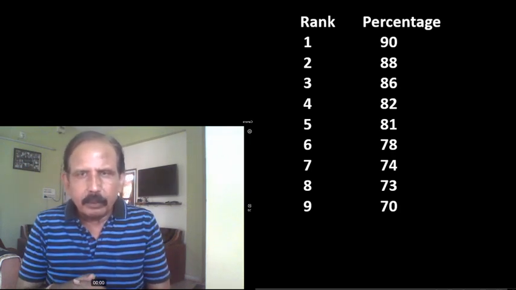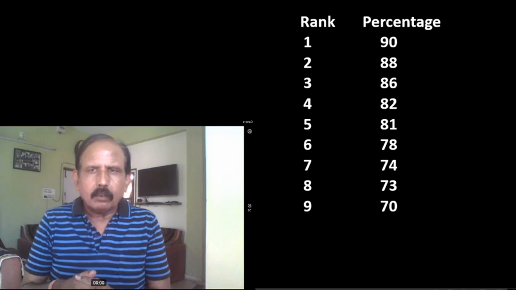In terms of fifth and sixth, what happens there? Let us see. The difference between fifth and sixth rank is 1, but the difference between corresponding percentages is 3, because the fifth ranker obtained 81% of marks and the sixth one obtained 78% of the marks. And the same thing is found between 7th, 8th and 9th rankers. The difference between the ranks is 1, but the difference between corresponding percentages is 3.